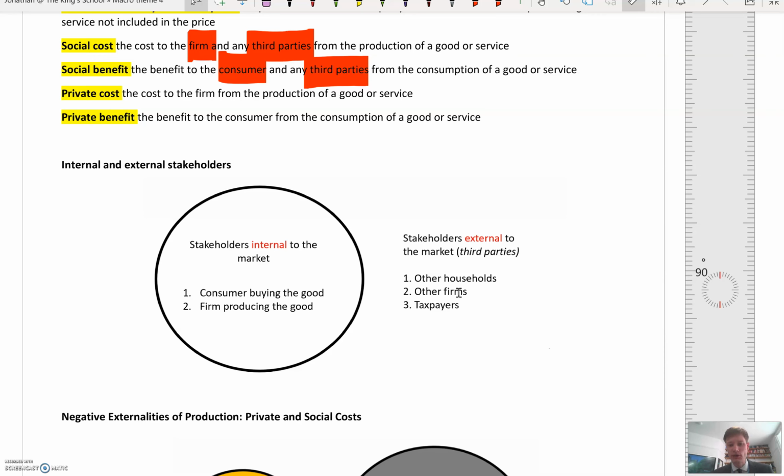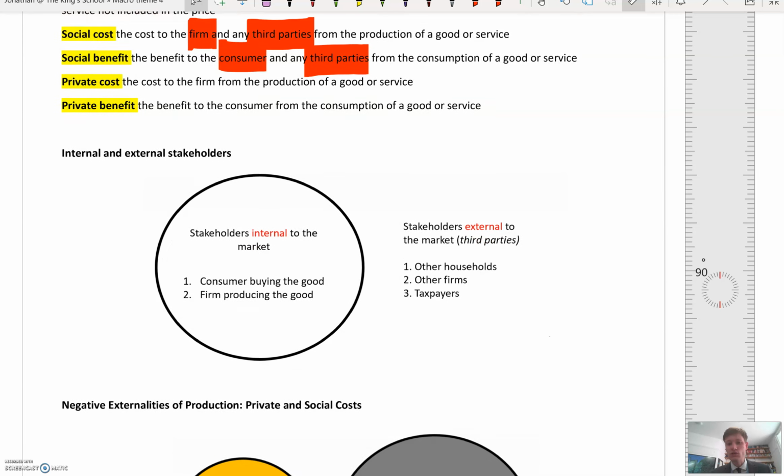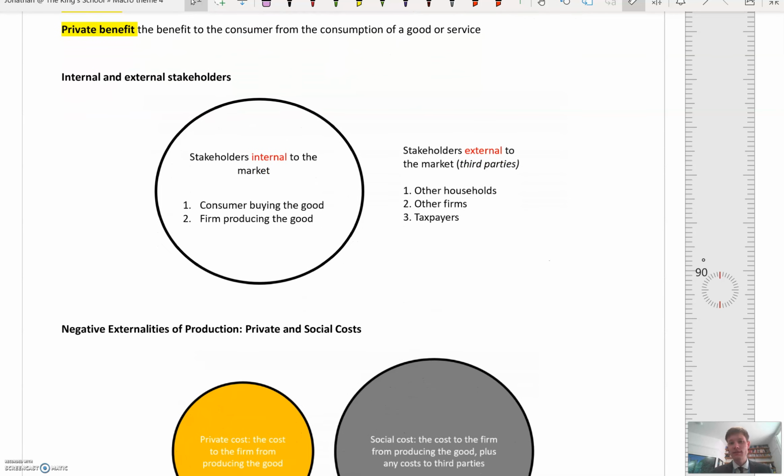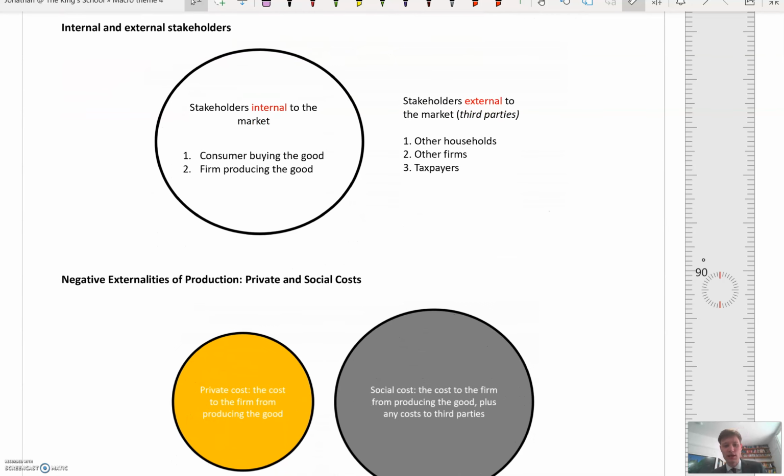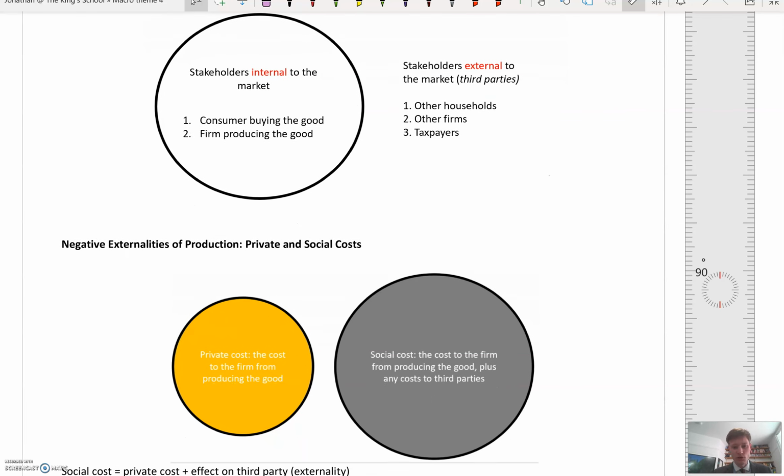The important thing here is that internal stakeholders, consumers and producers, do not care about things that are happening to anyone else who is not involved in the transaction. And therefore, we need a government possibly to ensure that these impacts are being taken into account. These impacts can be measured through the private and the social costs.